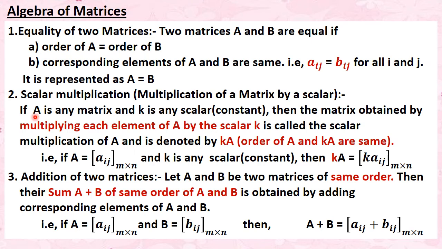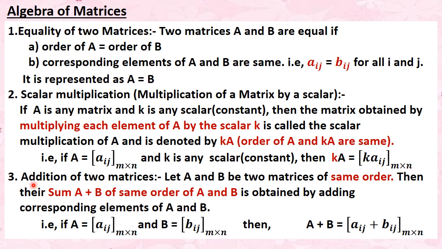Let A be any matrix and K be any scalar. Then the matrix obtained by multiplying each element of A by the scalar K is called a scalar multiplication of A, and it is denoted by KA. Here the order of A and the order of KA are the same. Note that each and every element of A should be multiplied with the number or constant K. That is, if A equals the matrix [aij] of order m by n and K is any scalar, then KA is equal to the matrix [K aij] with order m by n.